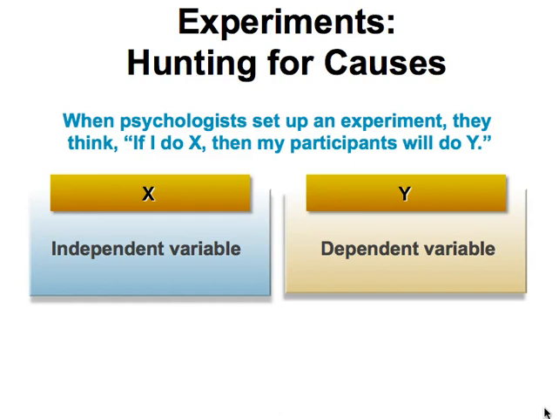The purpose of an experiment is to find out whether changes in one variable, let's call it X, cause changes in another variable, let's call it Y. To put it more simply, we want to find out how X affects Y. In this context, we refer to X as the independent variable and to Y as the dependent variable.